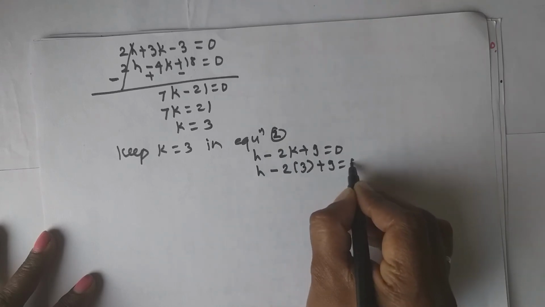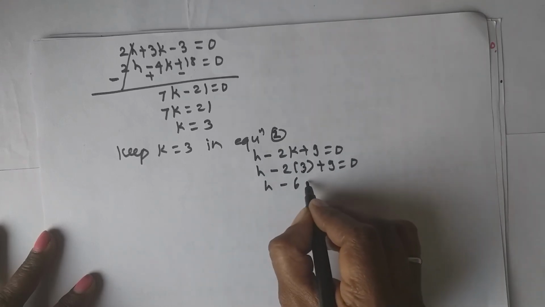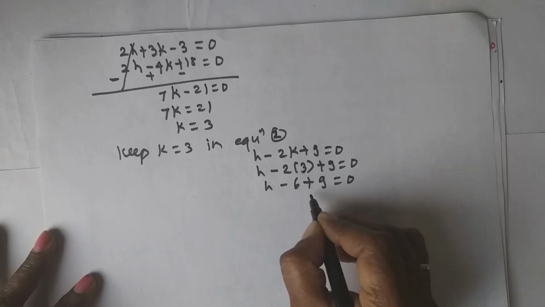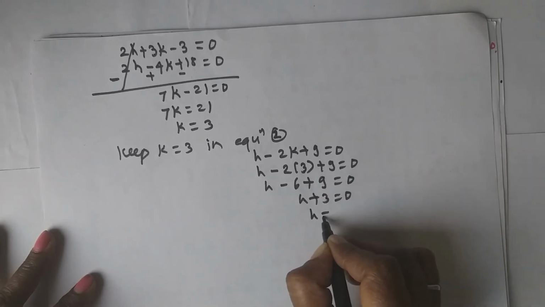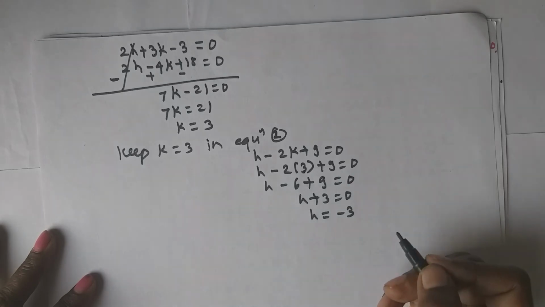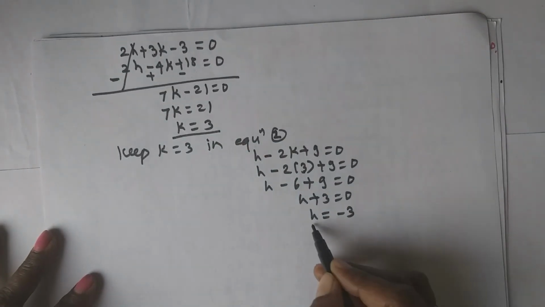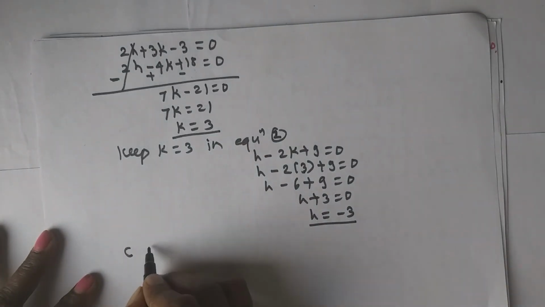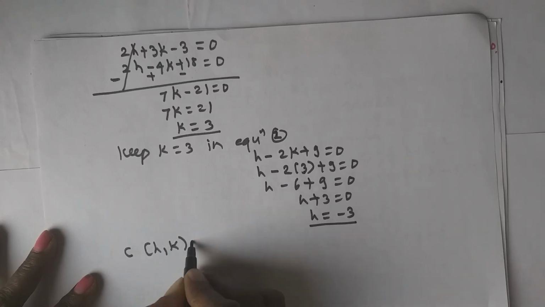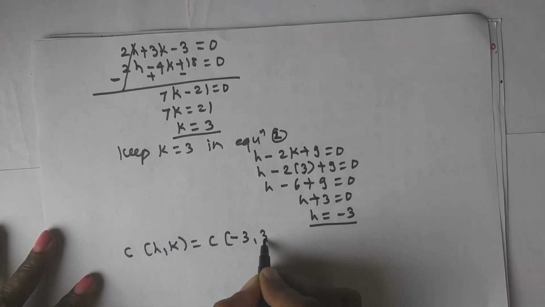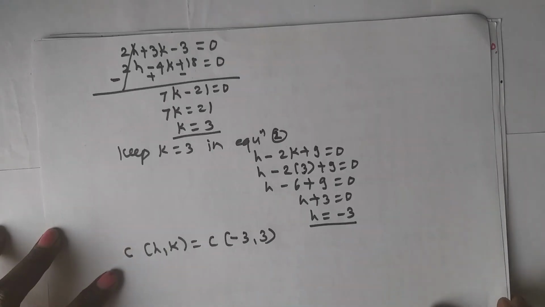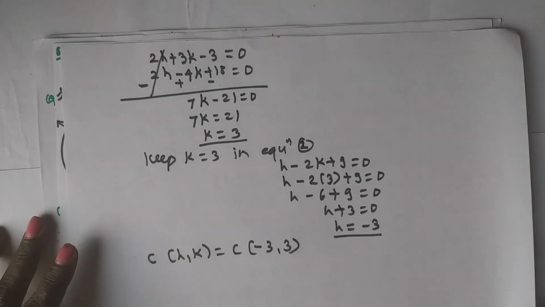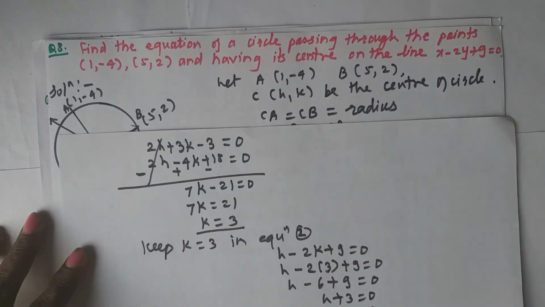Now simplify this. This will be minus 6 plus 9, means h plus 3 is equal to 0 and we will get the value of h, minus 3. Okay. Value of k is 3. Value of h is minus 3, means center will be minus 3, 3. In this way, we have got the center of the circle. Okay. Now, it is very easy to find the radius. See here, CA is the radius.